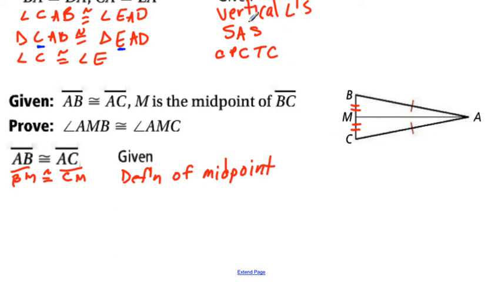Always look for sides that they have in common, and that's usually a freebie. So we can see that side AM is congruent to side AM. We can say that it's congruent to itself. And what property is that? Do you remember what property that would be? Whenever we have something congruent to itself, that's called the reflexive property.